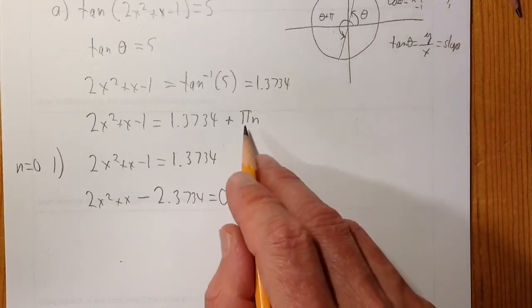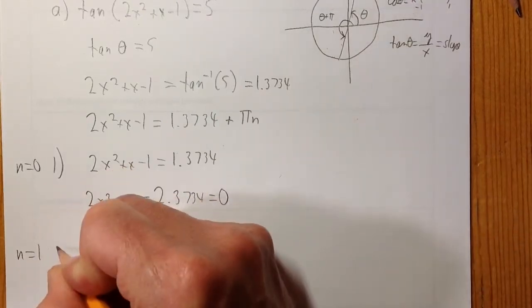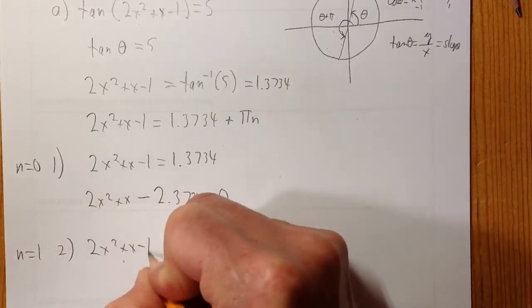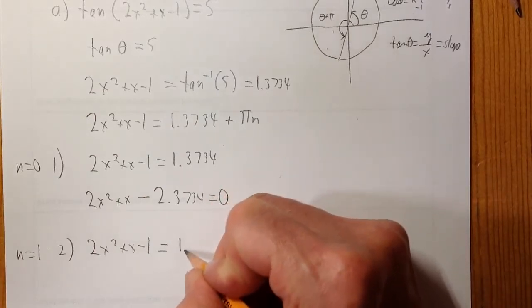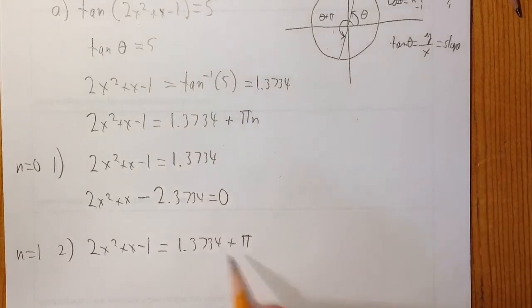Probably we should go n equal 1, what the heck. So let's choose n equal 1 solution. So then we get 2x squared plus x minus 1 equals 1.3734 plus pi. So we can add that together, subtract it over here, and then we're going to get 2 more solutions. We're going to get a quadratic formula and 2 more solutions, which gives us 4 solutions.